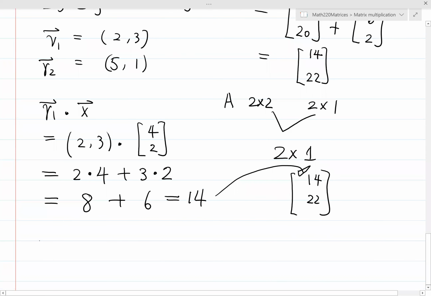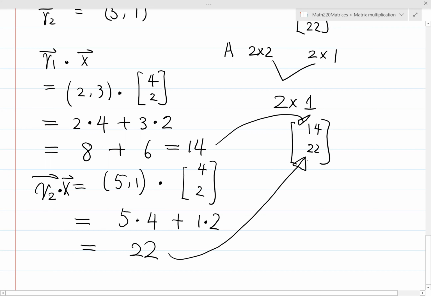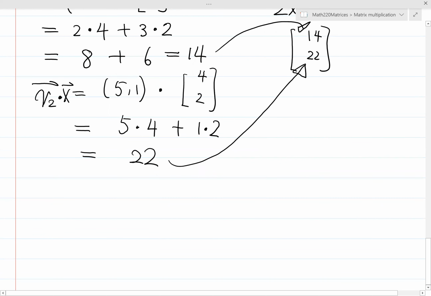Now the second row dot product with X. This will be 5, 1 dot product with 4, 2. And what we get is 5 times 4 plus 1 times 2. 5 times 4 is 20. 20 plus 2, 22. So you see, exactly we get 22. Okay, more examples.